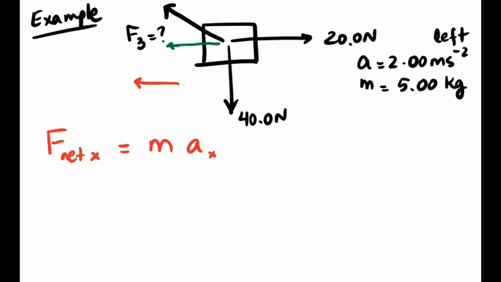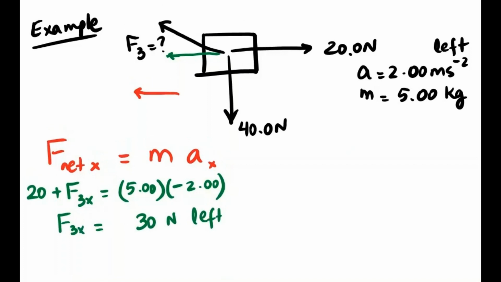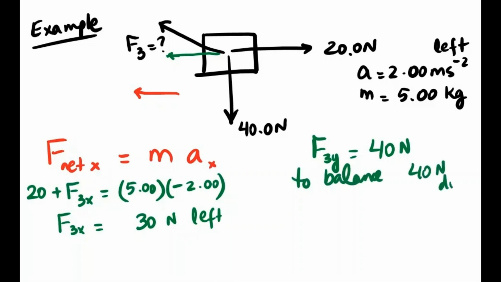So when I draw these components of the F3 vector, I can see one is along the x direction, or the direction of acceleration. So I'm going to figure out the net force in the x direction by adding the forces 20 and F3x and using Newton's second law, because I know the acceleration in that direction is -2 because it's going towards the left. So I solve for the x component, but I still haven't figured out the y component. If I look at the diagram, the y component is actually going to be balanced exactly with the 40 newtons going down. So that's what I need for F3y, 40 newtons, but it's going to be pointing in the upward direction.